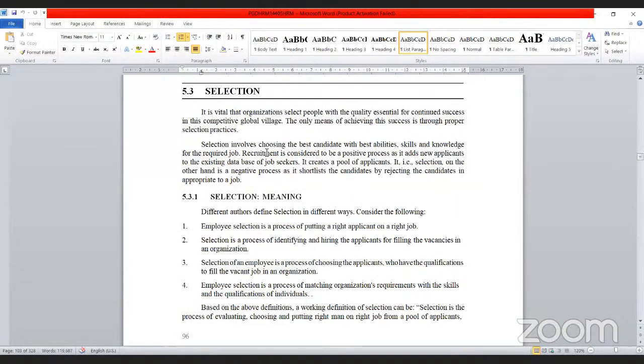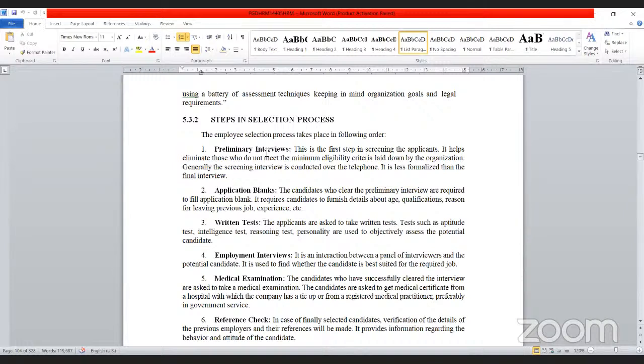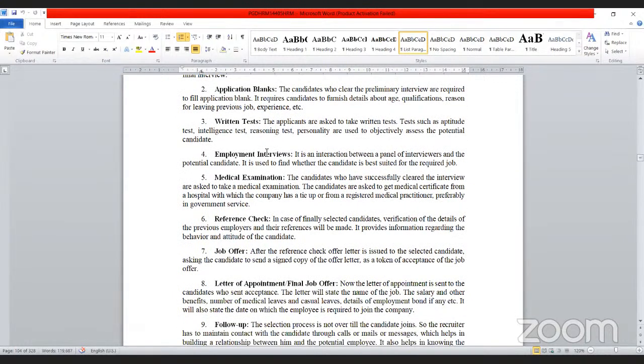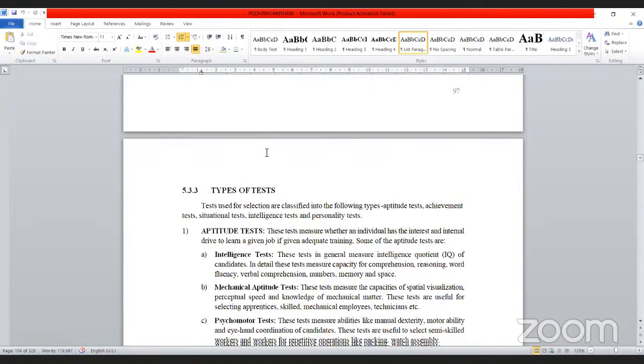After recruiting, after seeing so many things and searching for candidates, the best of the candidates being selected is what is selection. These are the candidates whose abilities are better than anybody else's in terms of knowledge. This is called the selection process. How does the selection process go? They go through a preliminary interview, application blanks, written test, and employee interviews. Then medical examination, reference checks, and job offers. Then they are given a letter of appointment, and they follow up from there.